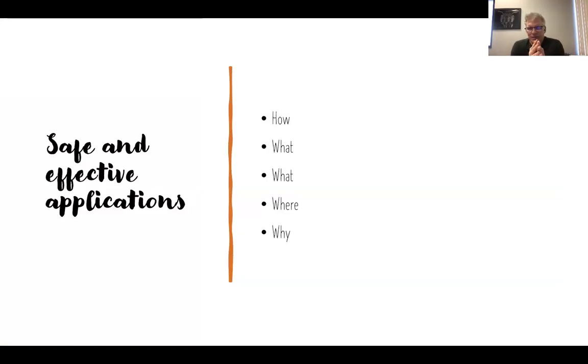So what are some of the ways that we have safe and effective applications of products? How do we apply? You got to know that. You got to know how you want to apply and how this area is going to be treated. You have to know what you're putting out there. What is the product? And why are you using that product? And then what is the insect? What's the target? What's the result you're looking for?